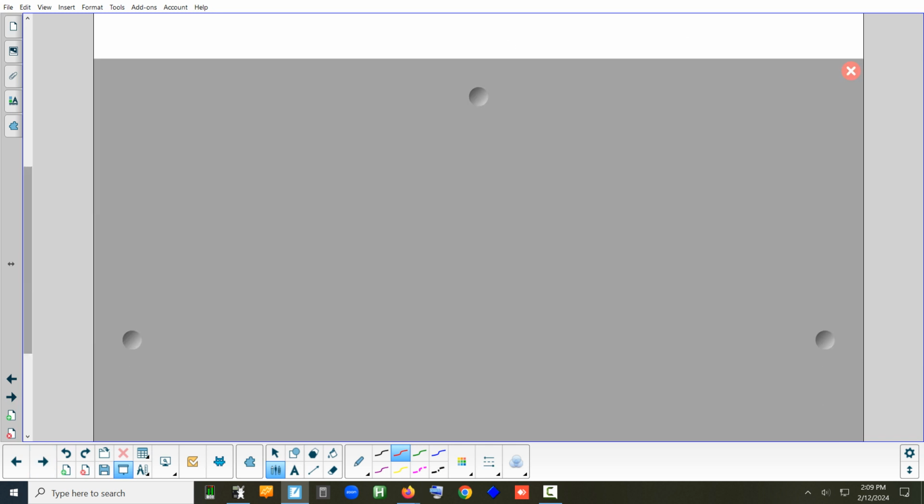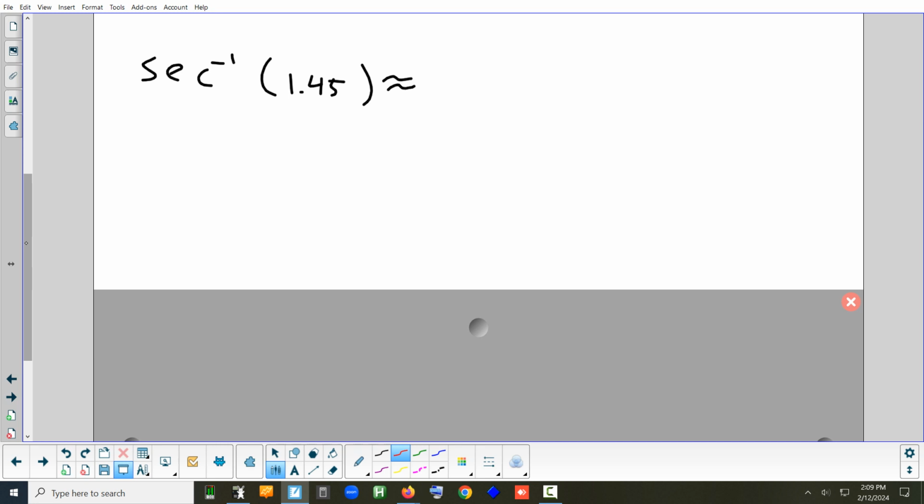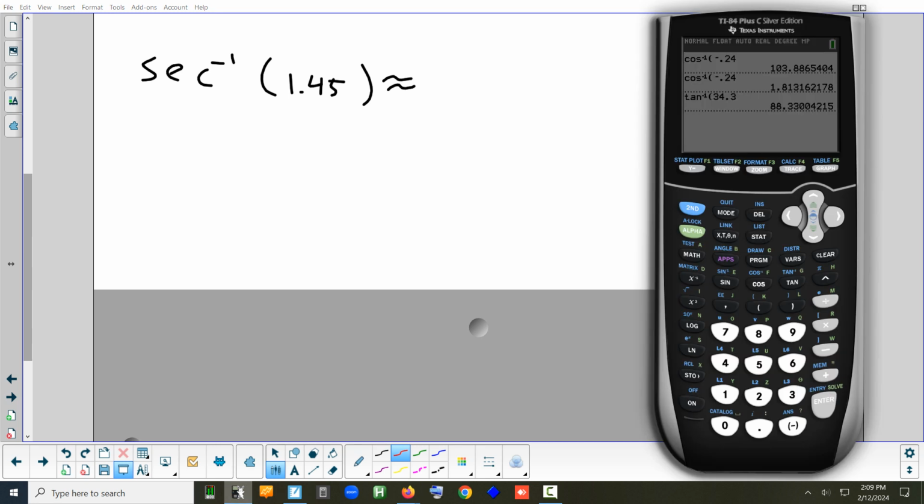Because now I'm going to ask you for that. The inverse secant of 1.45. Is there a button on there that says SEC to the negative 1? No. We're going to have to figure out how to do it with another button. We've kind of done something like this before, but not exactly. So we got to be a little careful.